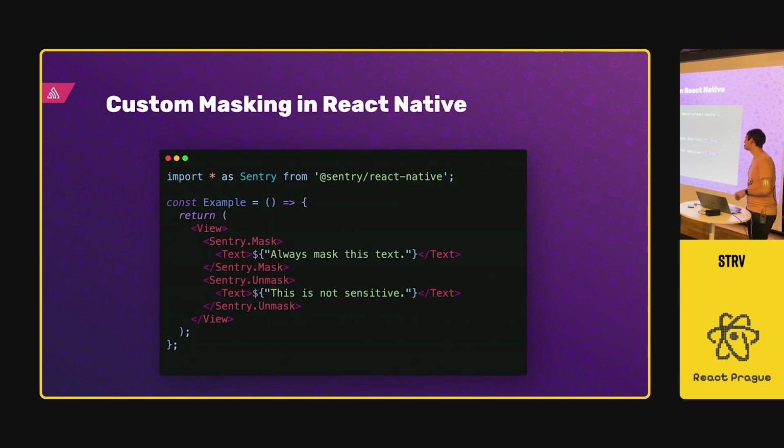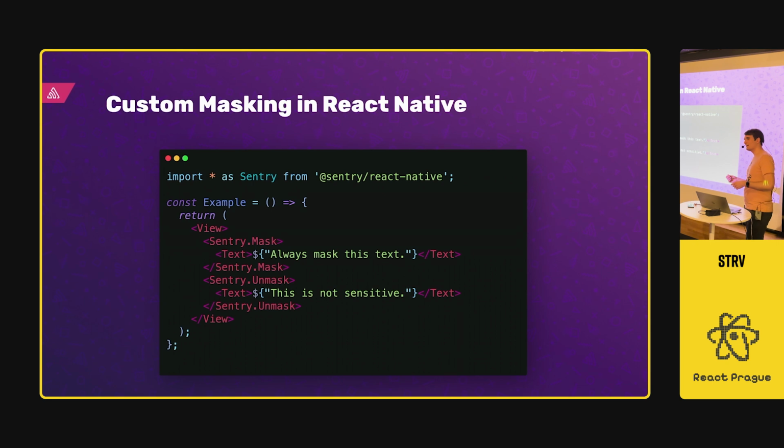It's called Sentry Mask and Sentry Unmask. These both are native components implemented for iOS, Android, for the new architecture and the legacy architecture of React Native. And by wrapping the text here, the whole tree and all elements going down the tree will be masked. And by using the unmask, only this one text, only the direct child, is unmasked.